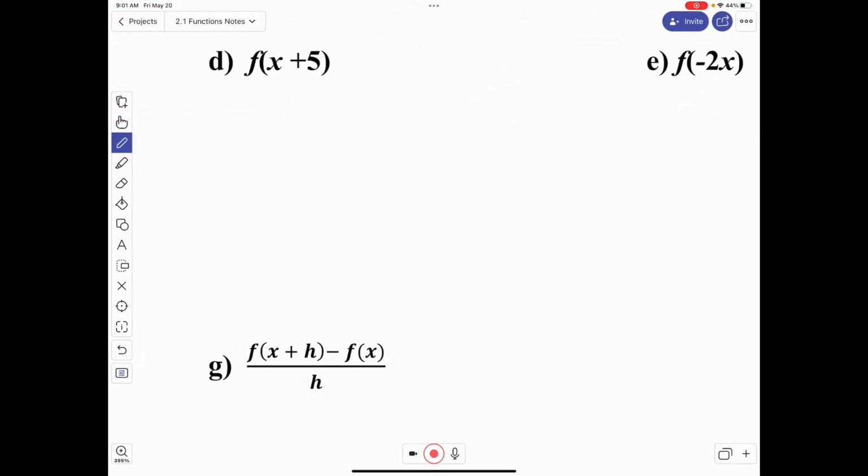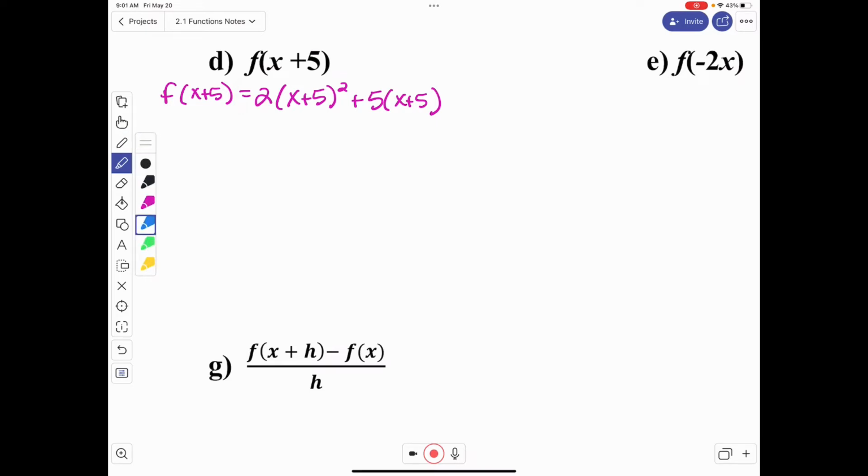All right, for example D, everywhere you see an x, we're going to plug in x plus 5. So we have 2 times x plus 5 squared plus 5 times x plus 5. Okay, so again, don't forget order of operations. So you want to do this first because of the power, because it's squared. Remember, power's first. All right, so I've still got my 2.